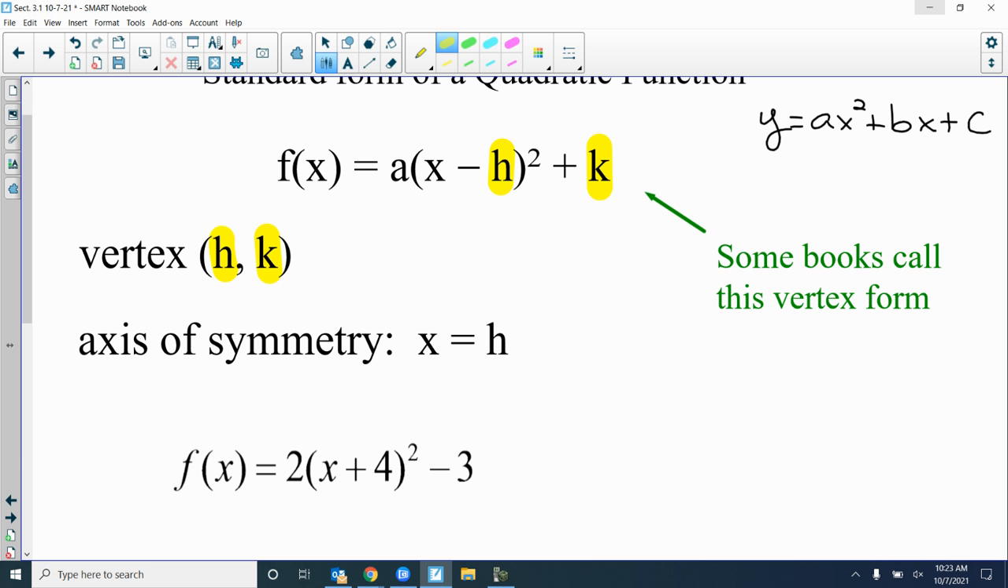Axis of symmetry cuts it in half. It's an equation. Don't just write a number. Axis of symmetry is not 2. It's not 3. It's x equals 2. It's x equals 3.